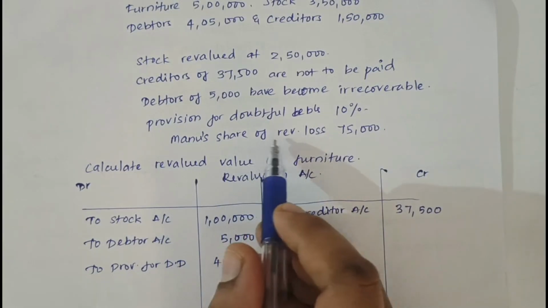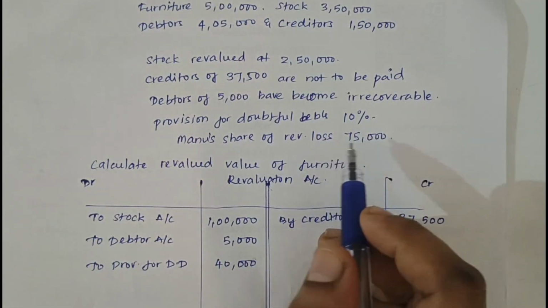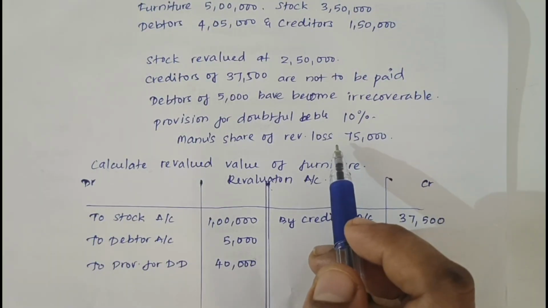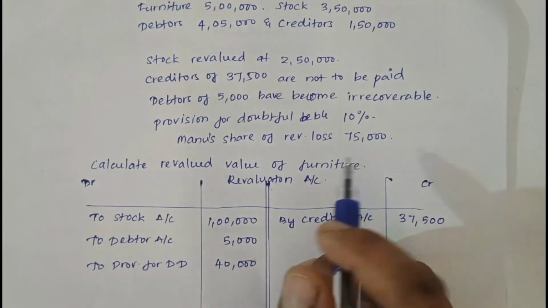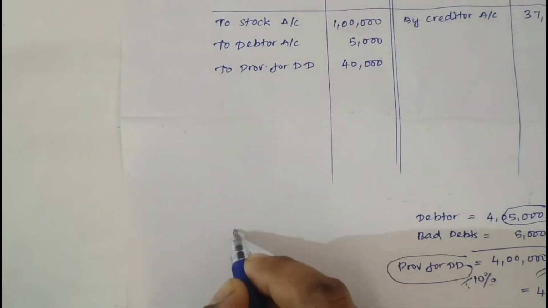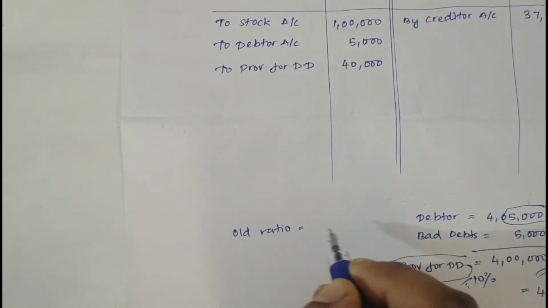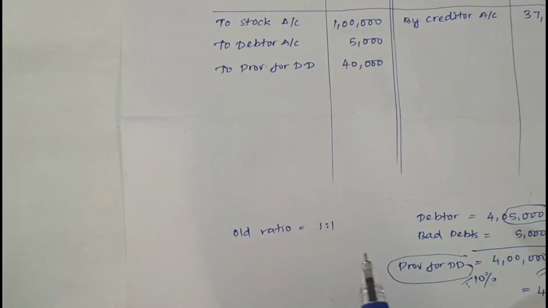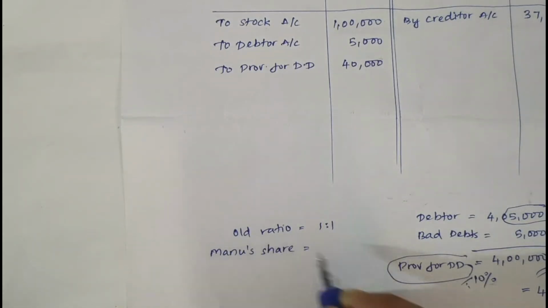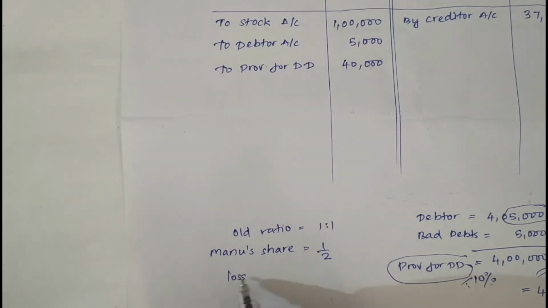Now Manu's share of revaluation loss is 75,000. There are two partners, Manu and Vidhu. Nothing is mentioned about the old profit sharing ratio. If the old profit sharing ratio is not mentioned, it can be taken as 1:1, equally. So the old ratio is 1:1, and Manu's share is 1/2.